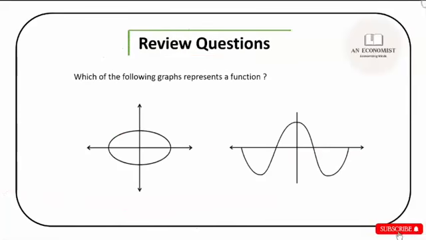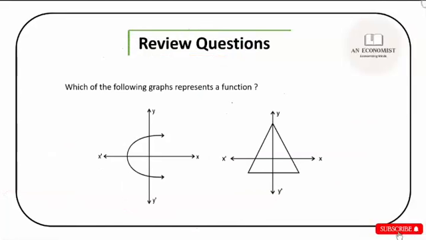Now let's see some questions and try to identify which of the following are functions and which are not. So this is an oval. This is the same case as the circle. If you take any possible x value, you will have two different y values, so it is not a function. Here for each x value you have a unique y value, so it's a function. You can pause the video and try it for yourself. Here also you have different y values for each x value, it's not a function. Here also you have two different y values for a unique x value, it's not a function.